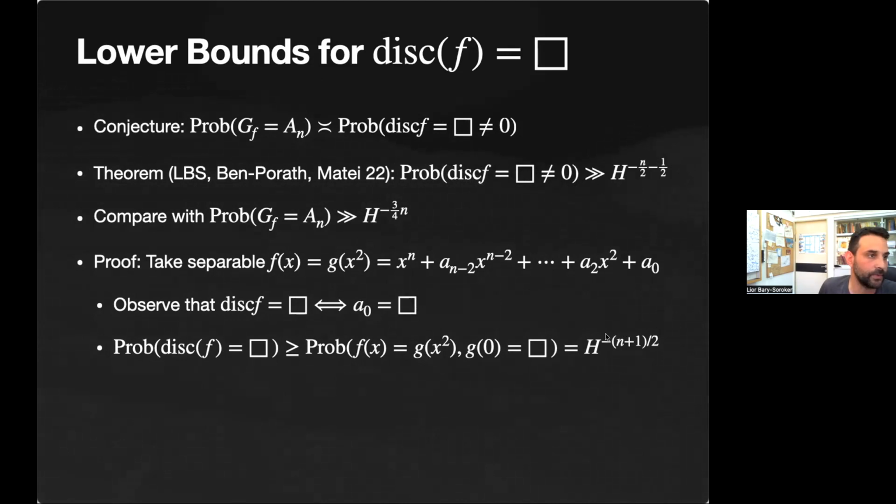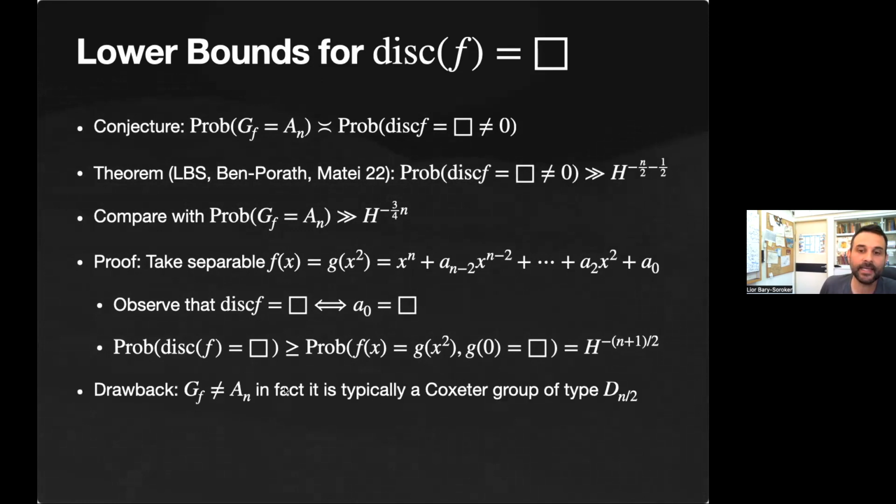This is the number of coefficients. Okay? And the drawback is that in this family, the Galois group is never A_n. It's always a Coxeter group of type D_{n/2}. I guess that in this talk, everyone knows what it is, right?